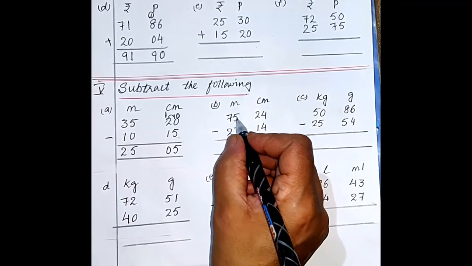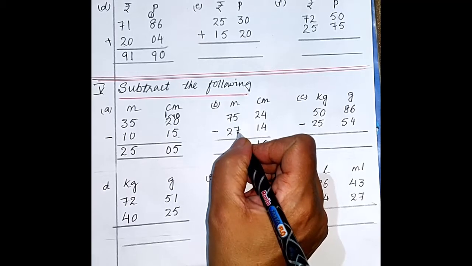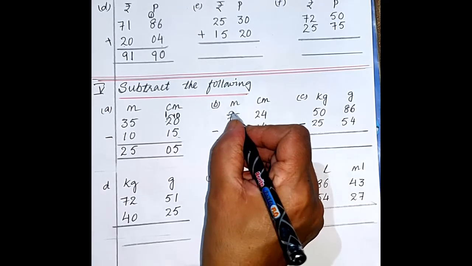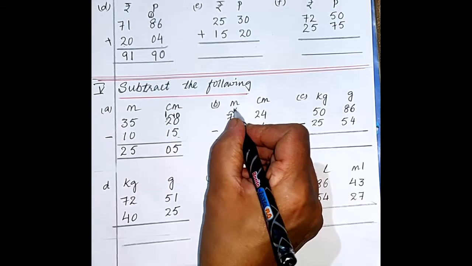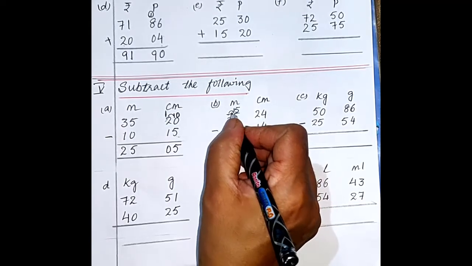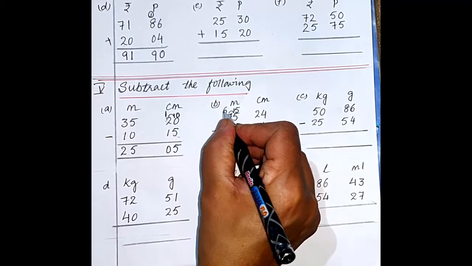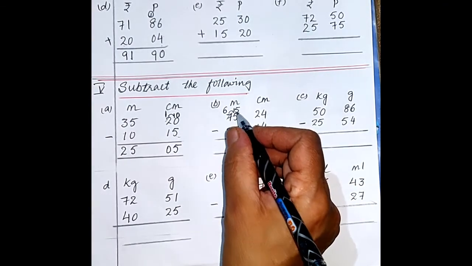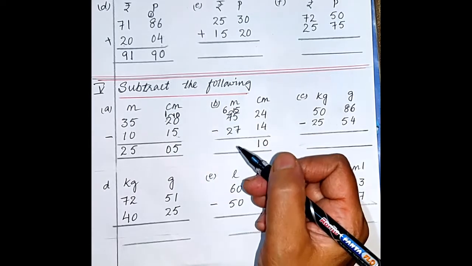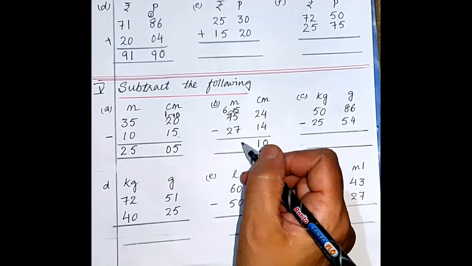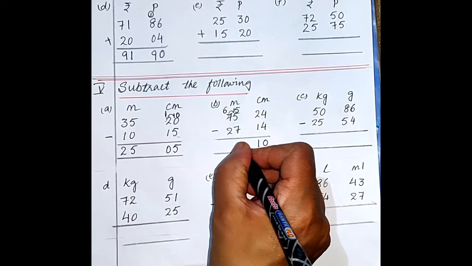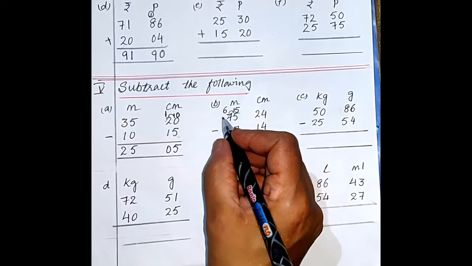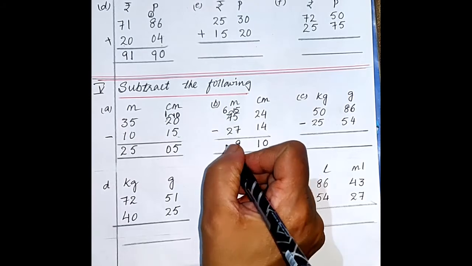Okay, from 5, from small number, big number cannot go. So we need to borrow from the next place. It will become 15 and this will become 6. Right? To after 7 till 15 you count. After 7, 8, 9, 10, 11, 12, 13, 14, 15. How many you are getting? 8 you are getting here. So 6 minus 2 is 4.